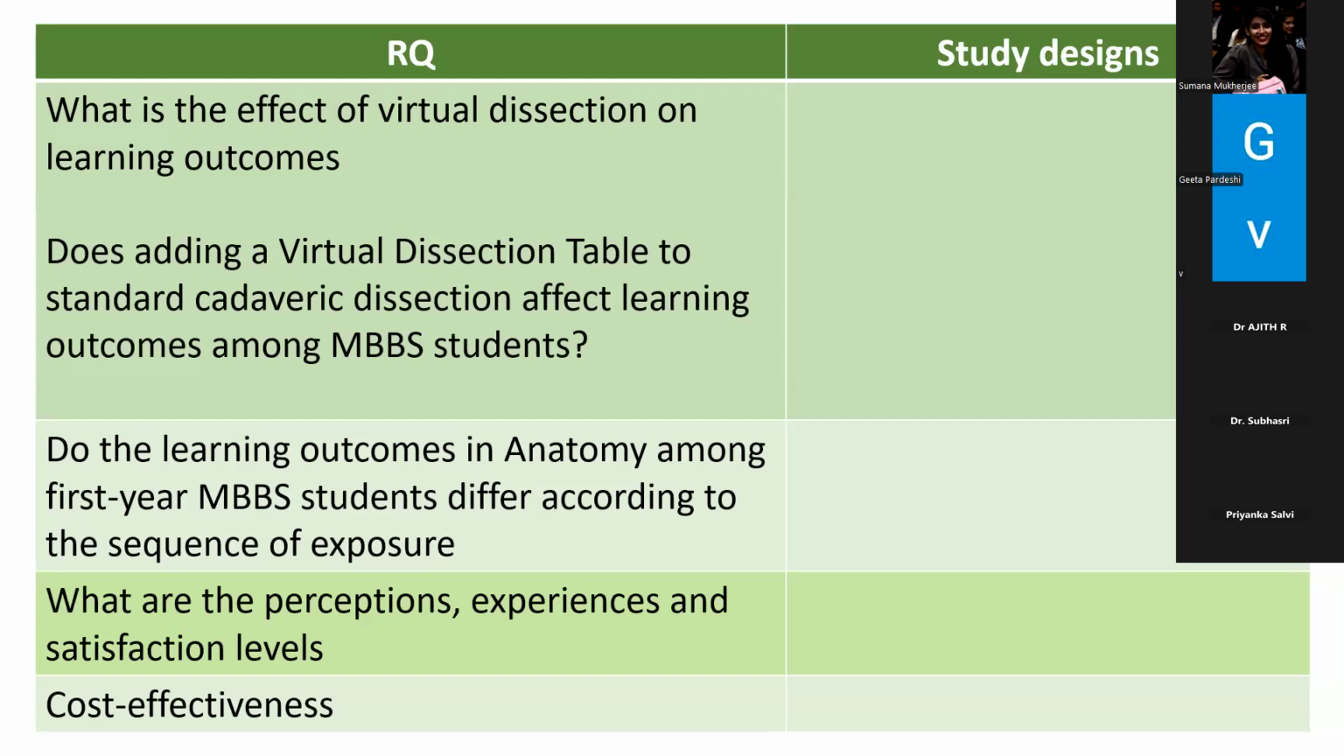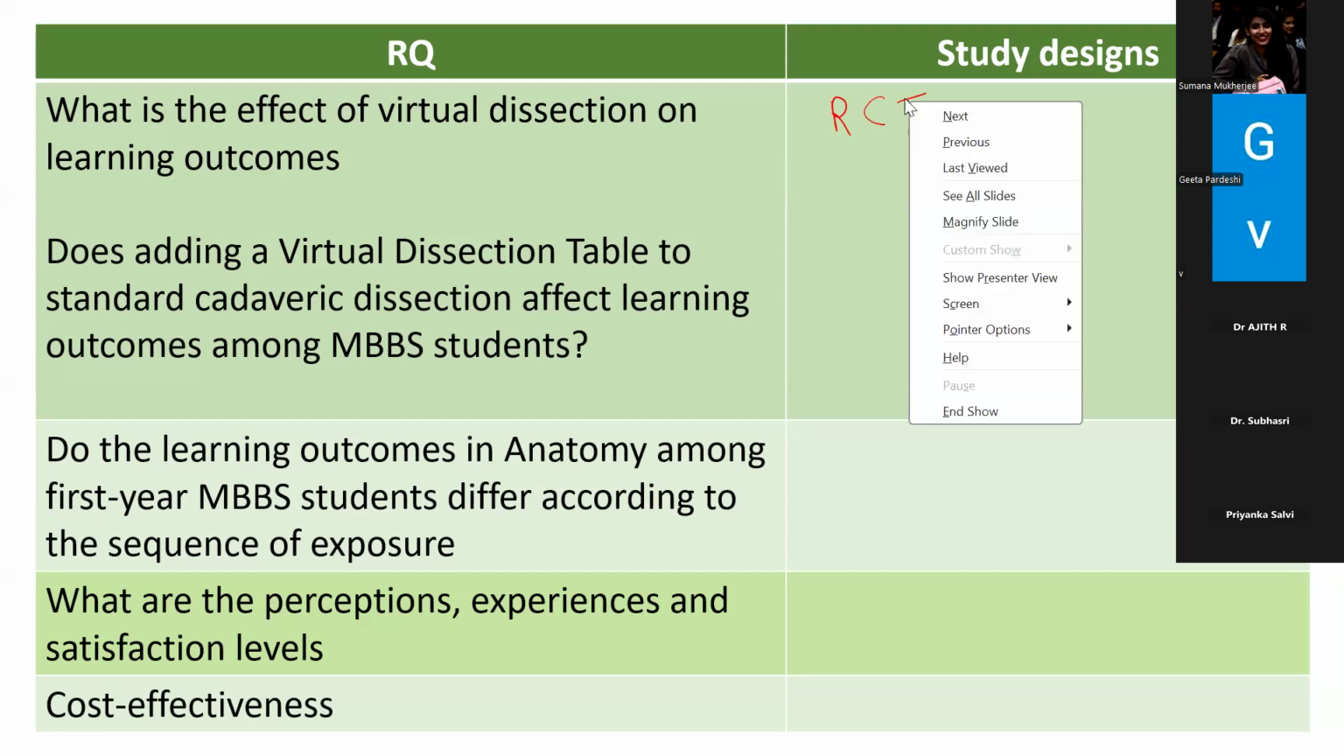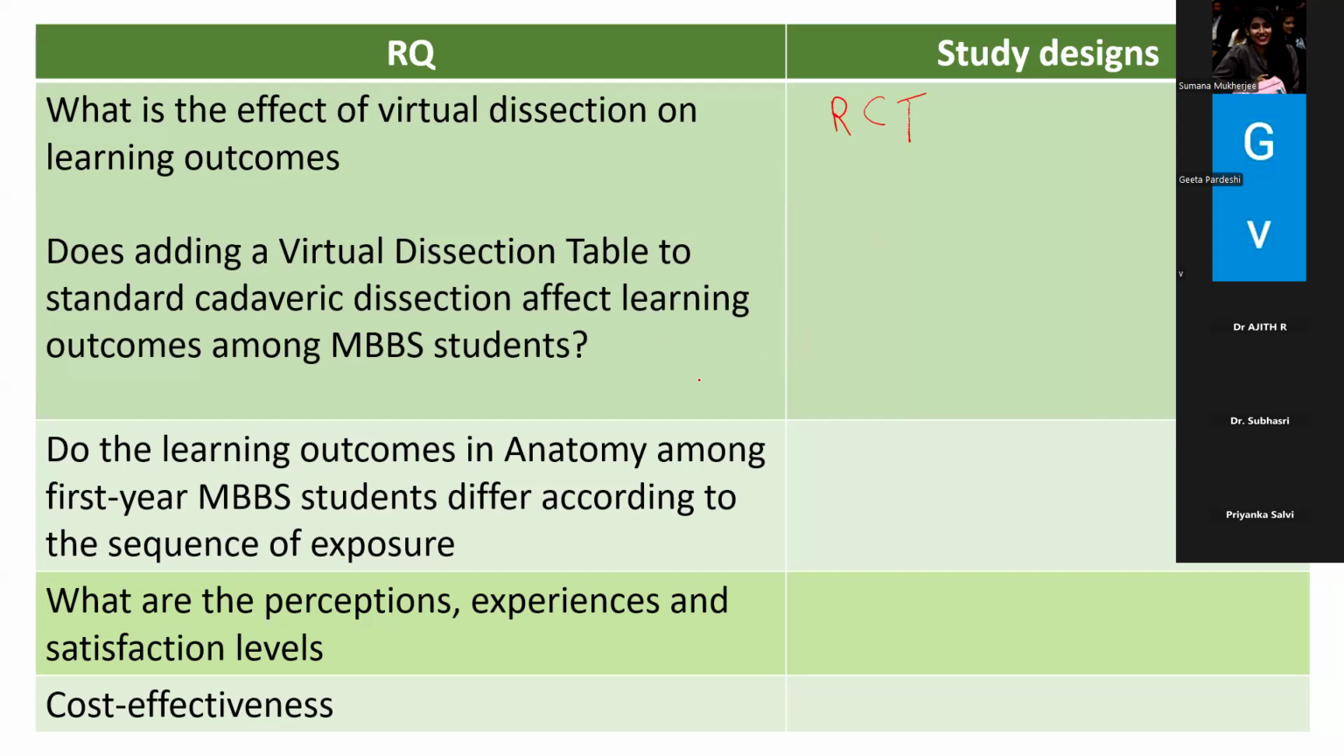So we know the research questions, and we have also thought of the study designs, but still I would like to go and revise. You already said that a randomized controlled trial is what you would do here, right? What would you do for the second question, adding a virtual dissection table affecting learning outcomes? What could be the design you would choose here?